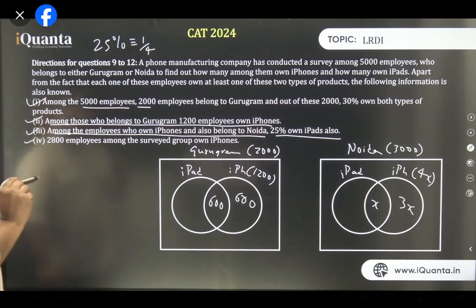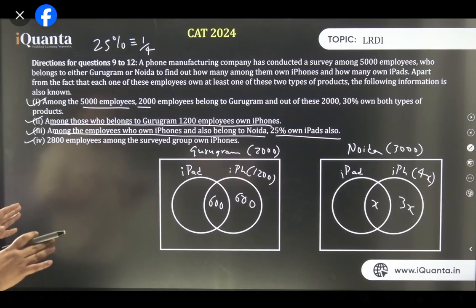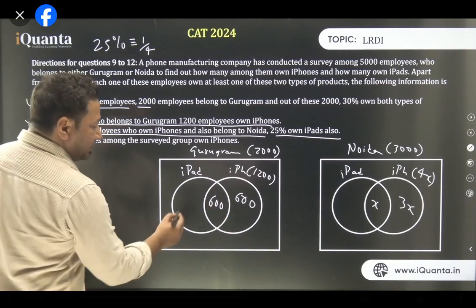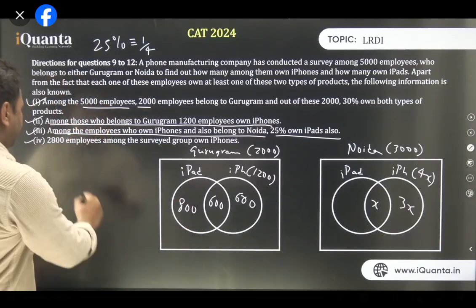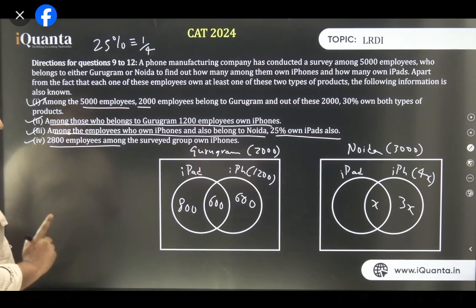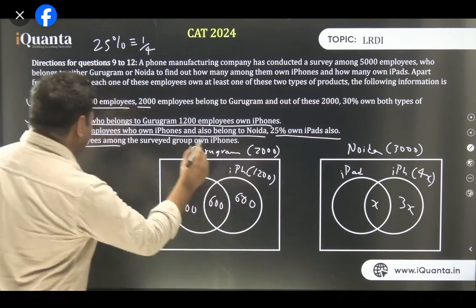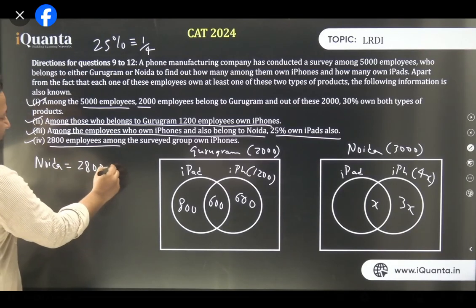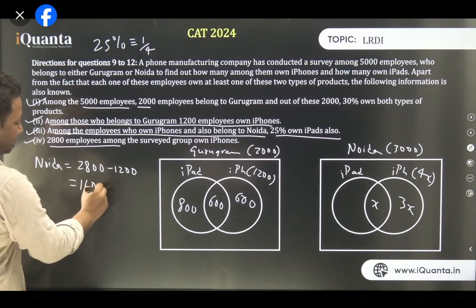Coming to the fourth, 2,800 employees among the surveyed group own iPhones. Okay. By the way, 600 plus 600 is 1,200. This will be 800. So in Gurugram, we have 1,200 iPhone users. That means in Noida, we'll have 2,800 minus 1,200, which is 1,600 iPhone users.